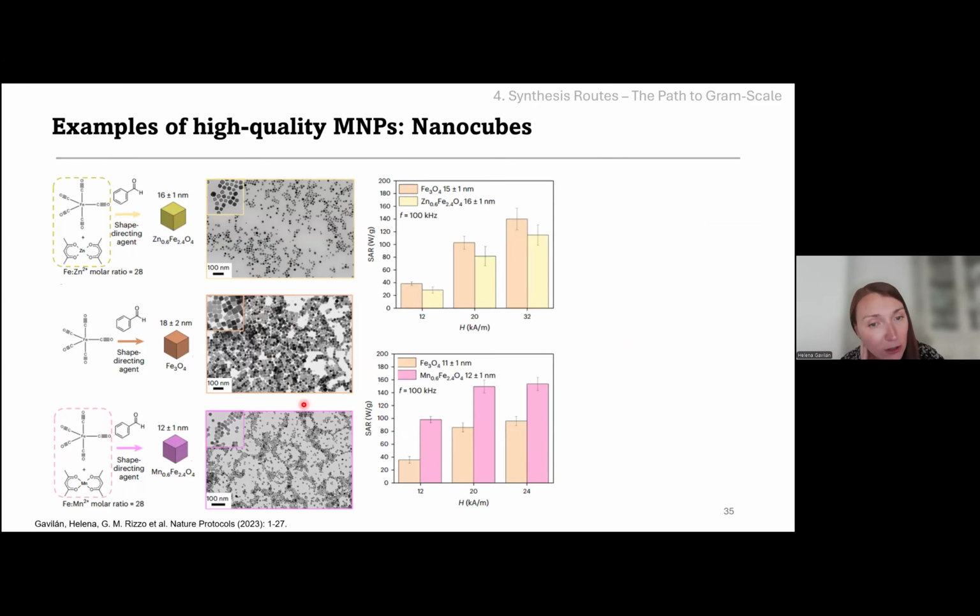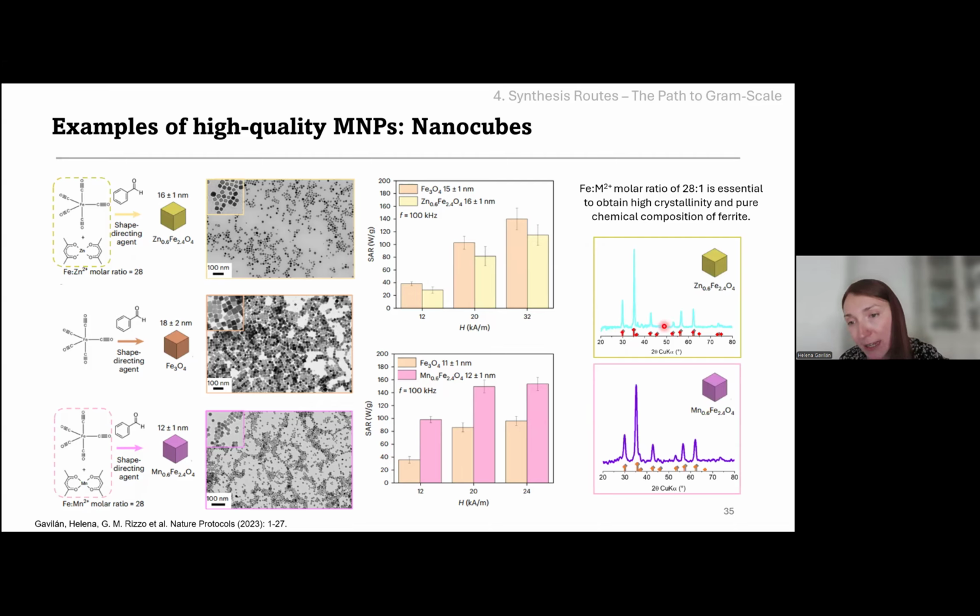This route is also compatible with doping, so we could produce zinc ferrite nanoparticles and manganese ferrite nanoparticles. Okay, this is a comparison of the SAR values that we got. And in the case of the zinc, it is something that I don't really understand because it's a bit in contradiction to the previous paper, but we didn't see a clear difference, okay, in terms of the SAR. And in the case of manganese ferrite, there was a slight improvement in the SAR values.